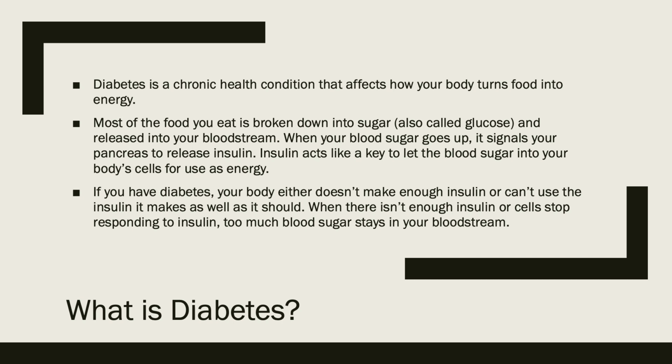If you have diabetes, your body either doesn't make enough insulin or it can't use the insulin it makes as well as it should. When there isn't enough insulin or cells stop responding to the insulin, too much blood sugar stays in your bloodstream. And that's how you get glucose levels in the 200s, 300s, 400s, 500s, because the sugar actually never really leaves their body.